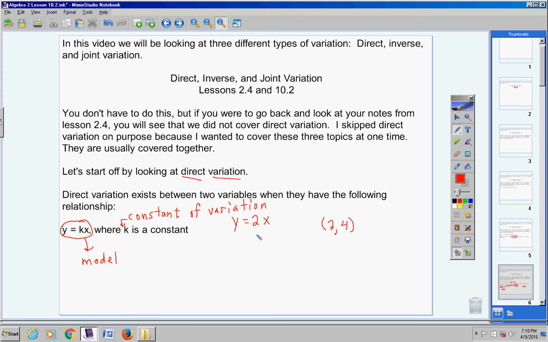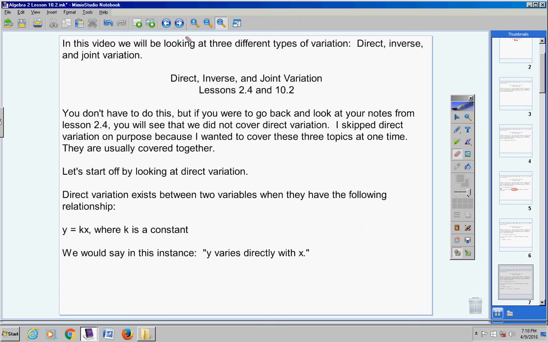So this is direct variation. When you have x being multiplied by the same number, giving you out your y value, we call this direct variation. Now, here's the phrase you need to get used to: y varies directly with x. When you hear y varies directly with x, you think of this right here.